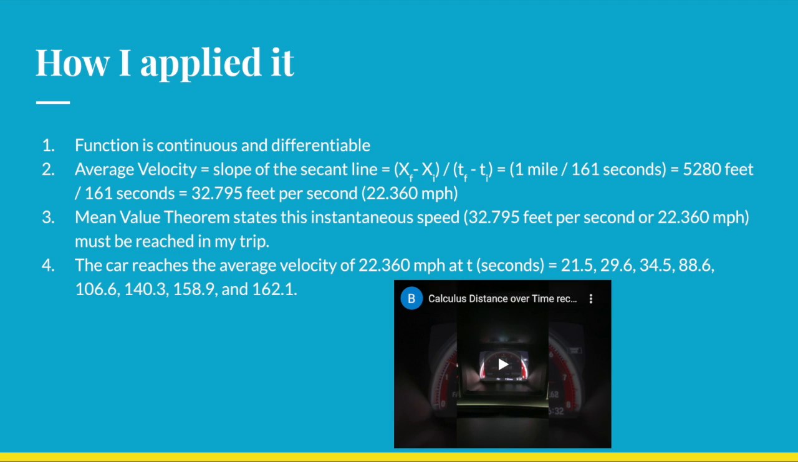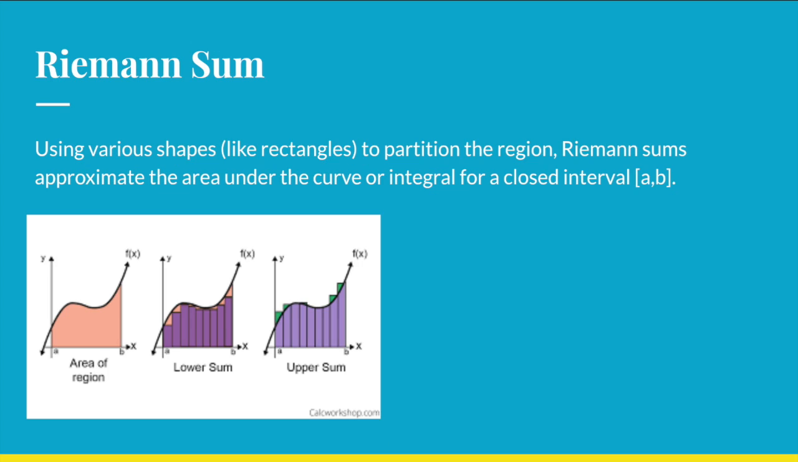In the experiment, the car traveled a total distance of 1 mile, or 5,280 feet, over a duration of 161 seconds. This leads to an average velocity of 32.795 feet per second. The mean value theorem states that this instantaneous speed must be reached at least one time during my trip. The car reaches this average velocity of 22.36 miles per hour at these times listed below, on the interval from 0 to 161 seconds.